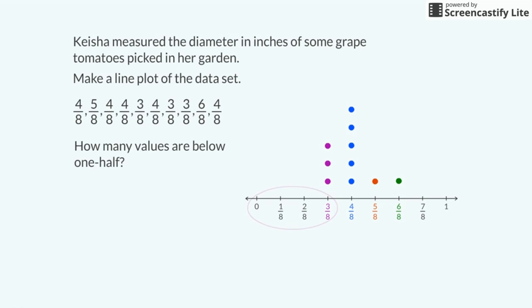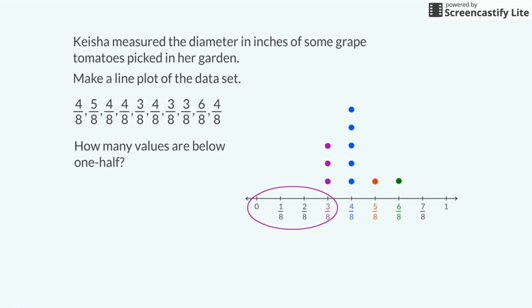How many values are below 1/2? Remember that 4/8 is equal to 1/2. Below 1/2 would mean the values to the left of 4/8. I know values decrease or get lower as you move to the left on a number line.